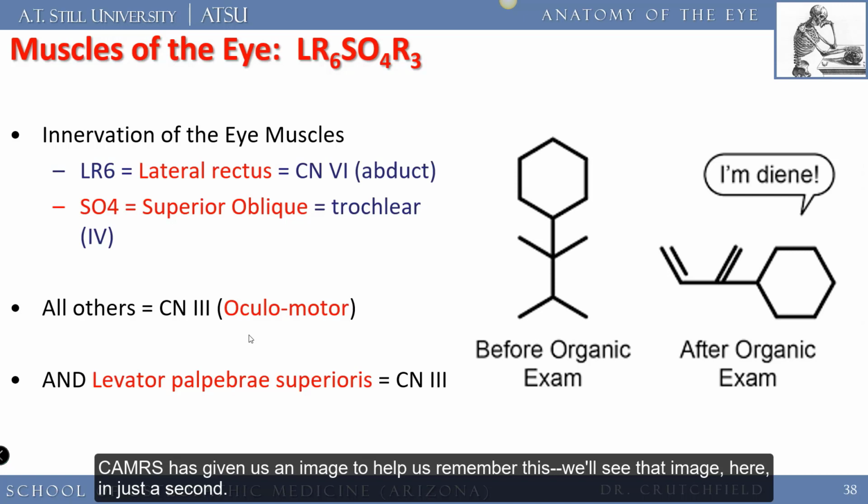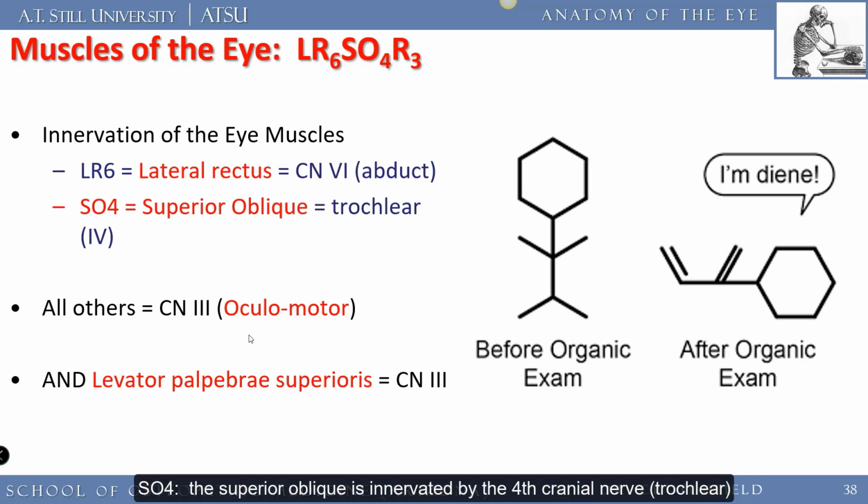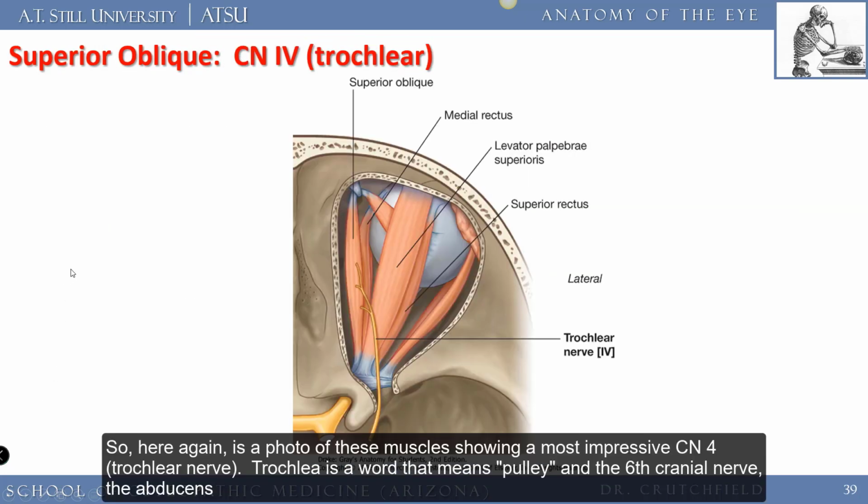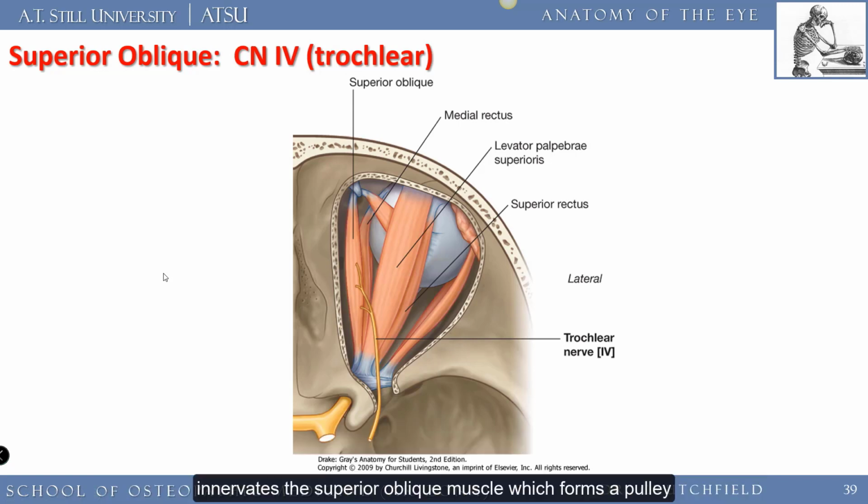Clinical anatomy made ridiculously simple has given us an image to help us remember this. We'll see it here in just a second. So one more time, LR6, the lateral rectus is innervated by the 6th abducens cranial nerve. SO4, superior oblique is innervated by the 4th cranial nerve, and all the remainders, R3, are innervated by the 3rd cranial nerve. So here again is a photo of these muscles showing the most impressive trochlear nerve, cranial nerve 4. The trochlea is a word that means pulley, and the 4th cranial nerve innervates the superior oblique muscle, which forms a pulley up on the medial aspect.